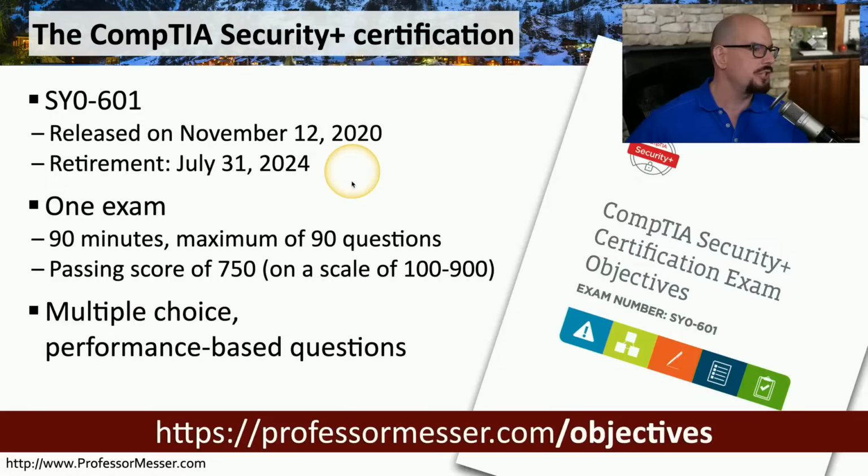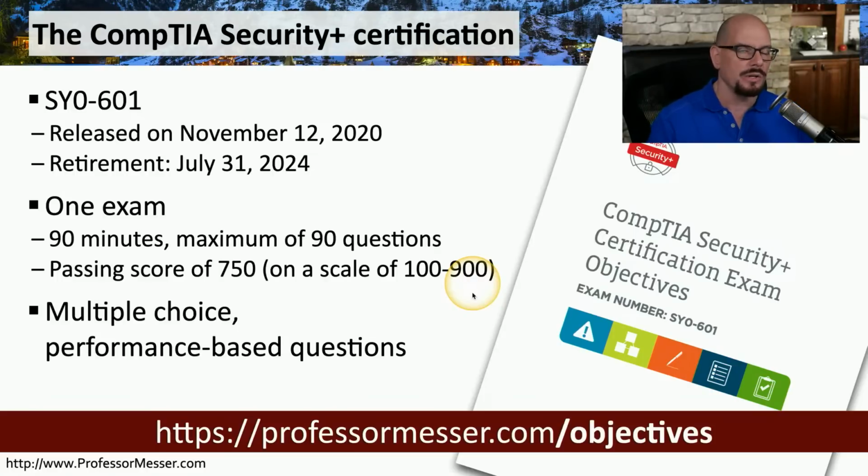The 601 version is 90 minutes long. You can get a maximum of 90 questions. You might get fewer than 90 questions on the exam. And the passing score that you need to earn your Security Plus certification is a 750 on a scale from 100 to 900. The exam itself has both multiple choice and performance-based questions. So there are different ways that things could be asked of you on the exam.